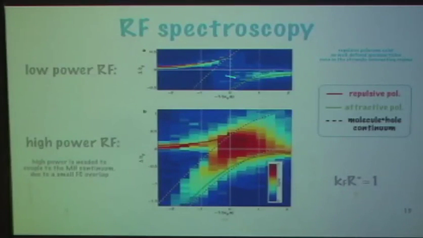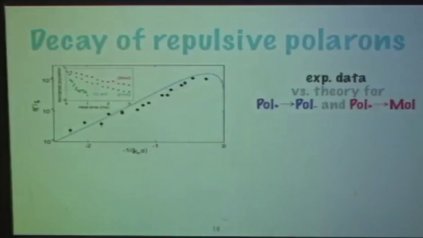These are the RF spectra at low power that Matteo showed before, which evidence the repulsive branch of excitation and the attractive branch of excitation, which disappears at the crossing here between the green and the dashed line, which is the polaron-molecule crossing for this problem. And there is a molecule-hole continuum in the middle, which is visible only if one goes to high-power radio frequency spectroscopy, and this is shown here in the bottom part. And again, this plot has also been shown by Matteo.